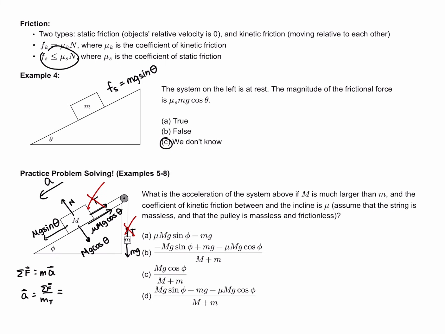So the net force basically is big M g sine theta, because that's in the direction of the acceleration, minus mu big M g cosine theta, minus little m g, divided by big M plus little m. And that is option D.